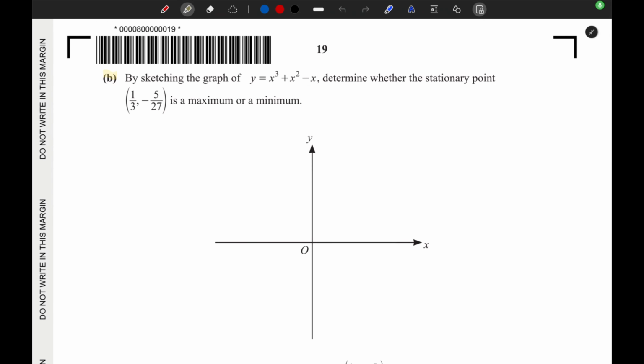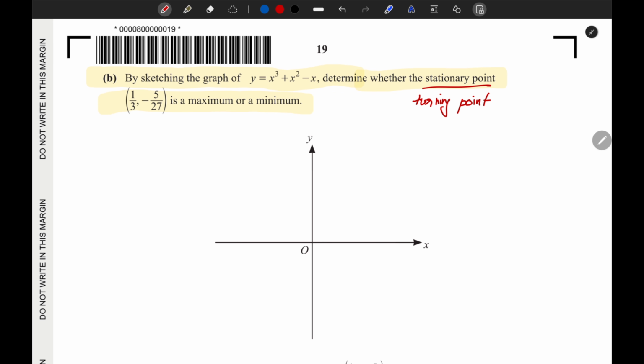Now the b part. By sketching the graph of y equals x cubed plus x squared minus x, determine whether the stationary points are a maximum or a minimum point. Now see, this is the graph. We know that stationary points are also known as turning points.